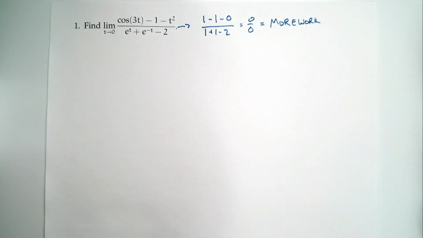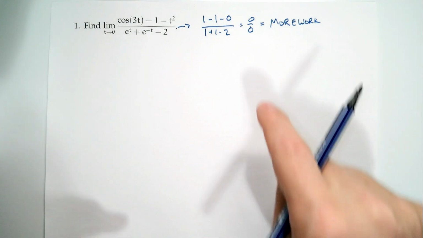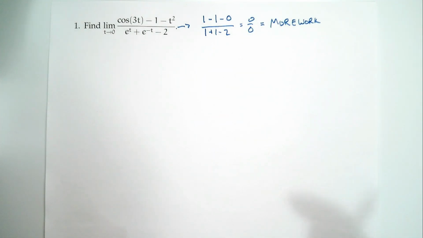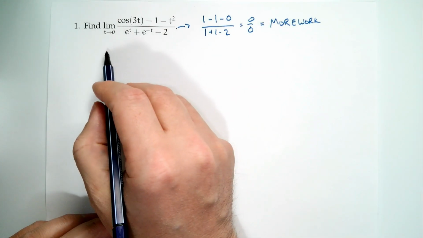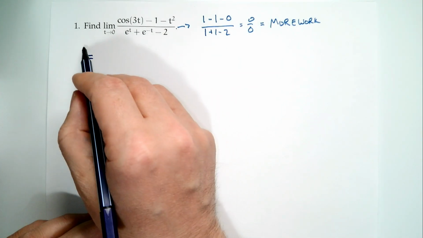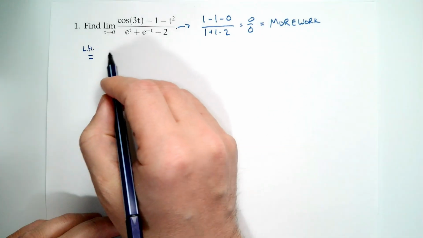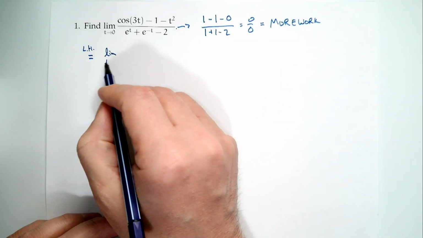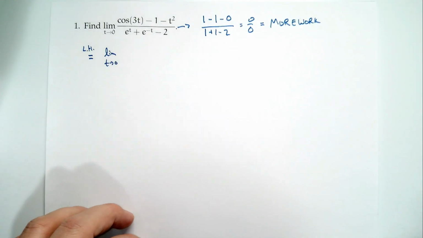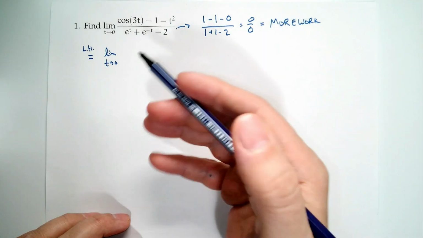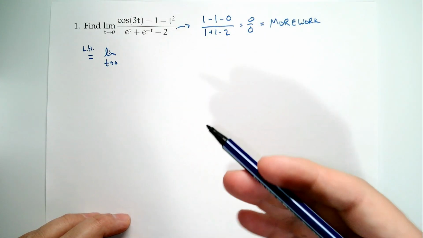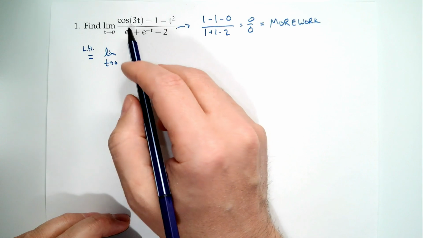Well, what do we do? When you see 0 over 0, the answer is l'hôpital. Because if we apply l'hôpital, it says you take the derivative of the top divided by the derivative of the bottom. Now, I should say not every 0 over 0 is l'hôpital, but most times when it's 0 over 0 and you don't see any simple algebra, l'hôpital is a good choice.